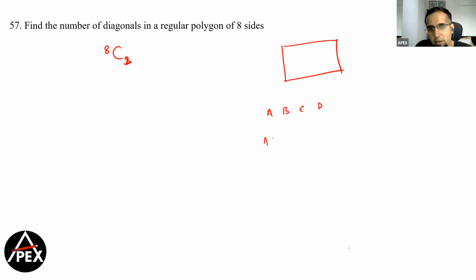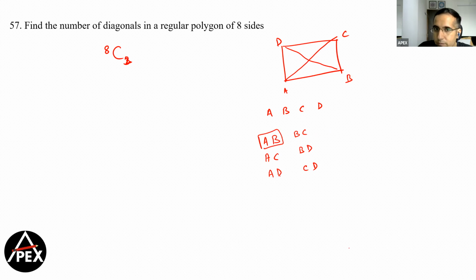If I look at it, AB is a line, AC is a line, AD is a line. Similarly, BC is a line, BD is a line, and CD is a line. Now tell me, what are the diagonals of a rectangle? My diagonals are only AC and BD. So what is AB? AB is one of the sides of the rectangle. What is AD? AD is also one of the sides. What is BC? BC is also one of the sides. And what is CD? CD is also one of the sides.